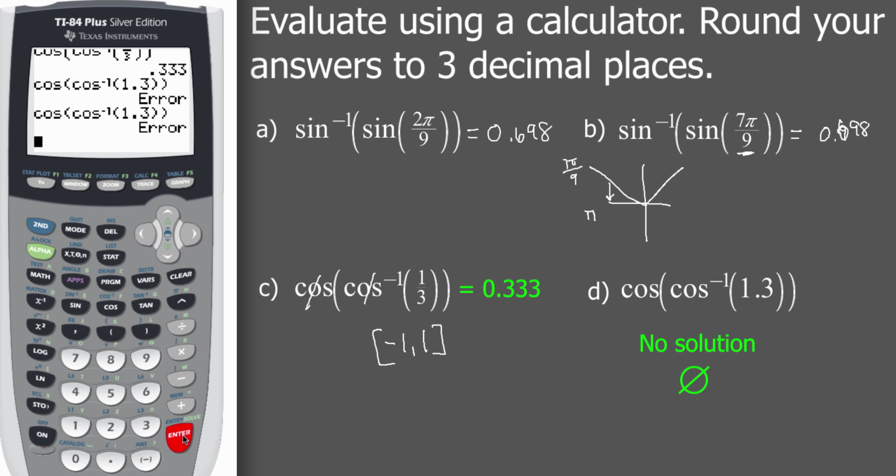So there is no solution for that. That's all there is to this video, just real short and sweet. By now you should be able to evaluate trig function combinations of trig functions using your calculator and be able to round that to 3 decimal places, making sure you're in the right mode, and you guys will have no problem with that.